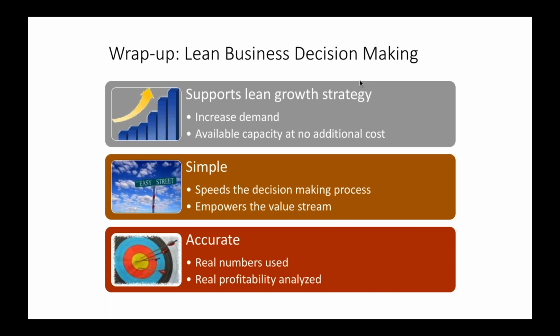The final part of why we want to use a box score is accuracy. The box score is based on real numbers, actual performance measurements which are kept on a weekly basis, capacity measurements which are done based on value stream maps, and most importantly, the value stream income statement, actual revenue and actual costs. And what we're looking at is ultimately the change in value stream profitability.